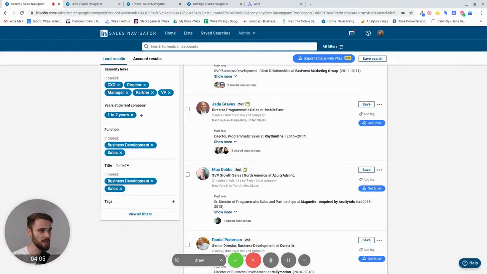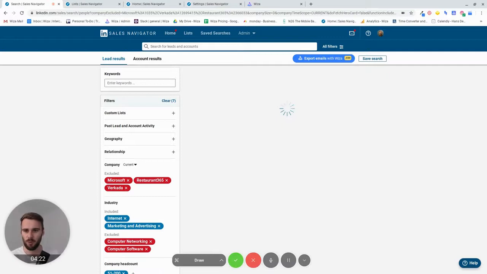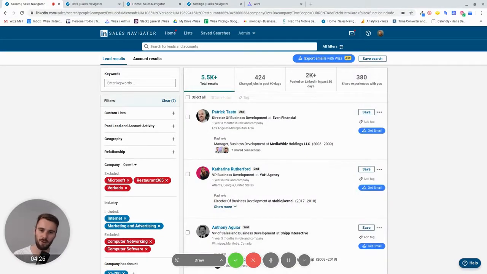Then second tip is splitting up searches. The reason you would want to split up searches, and why I'm touching on that, is that a lot of people think that regardless of the amount that you have here, so imagine if I were to take away the United States here from the geo targeting, then it's going to have 5,500. However, LinkedIn only displays 2,500 regardless of the amount of people that they match your filters.